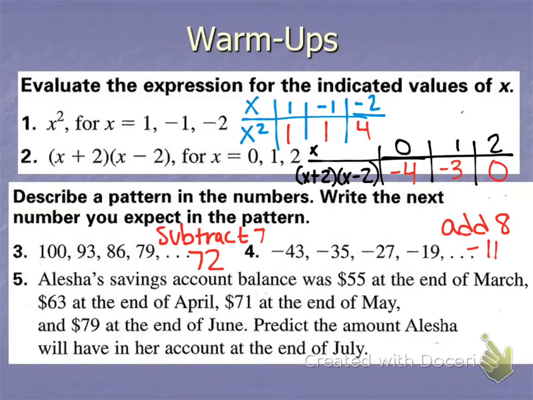All right, on number 5, Alicia's savings account balance was 55 at the end of March, 63 at the end of April, 71 at the end of May, 79 at the end of June. Predict the amount she will have in her account at the end of July. What did we come up with? What pattern do we notice between these amounts every month? They're going up by 8. So we're going 1 month into the future. We're going to guess that her account will again go up by 8, and her balance would be $87.